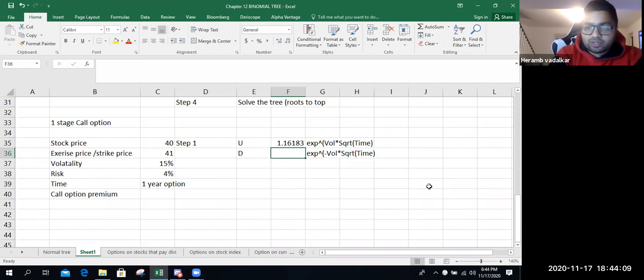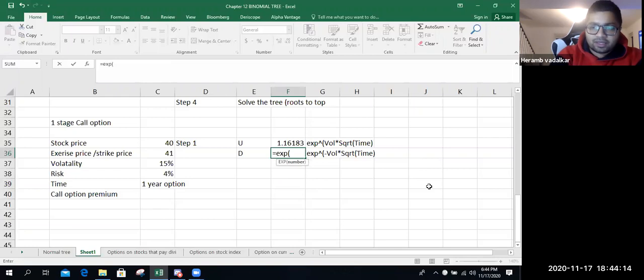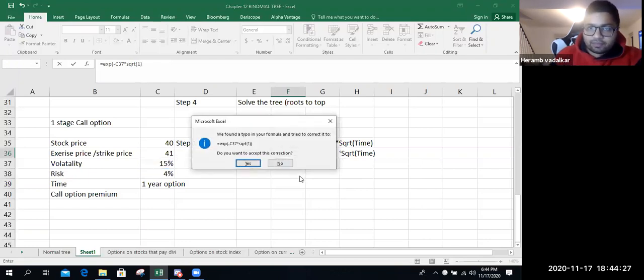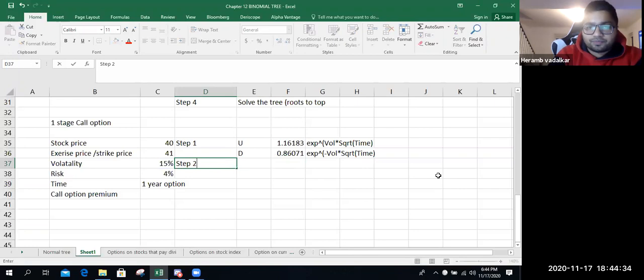Now what happens if the stock goes down? D is calculated as exponential negative volatility 15% times square root of time. Time is 1. So you have U, you have D. We use these formulas to calculate it. Step 2, we need to find A first. Based on A, we'll calculate P, and based on P, we'll calculate 1 minus P.